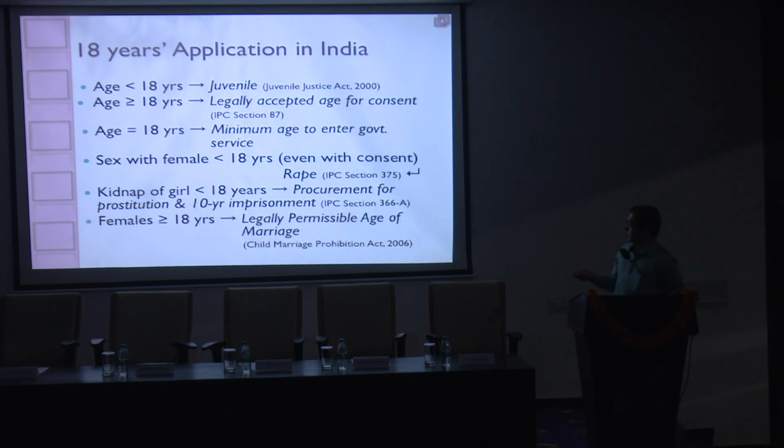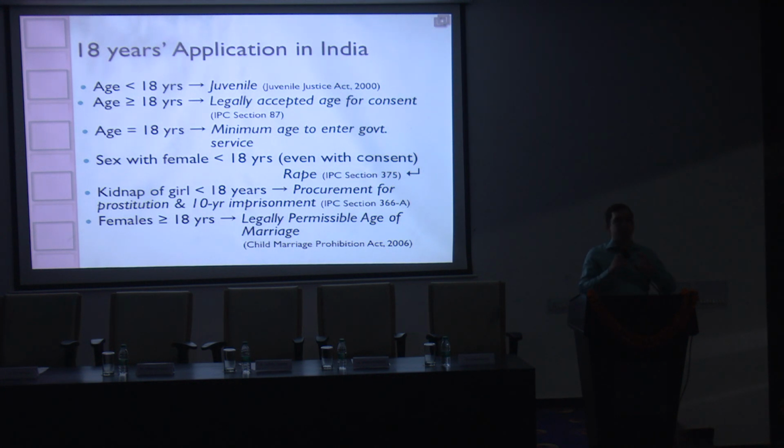Lastly, of course, as per the Child Marriage Prohibition Act, it's also the age at which a girl can legally enter into wedlock. Not to mention, that's the age when we all get our voting rights also. That's because we legally become an adult. We are no longer minors at this particular age.